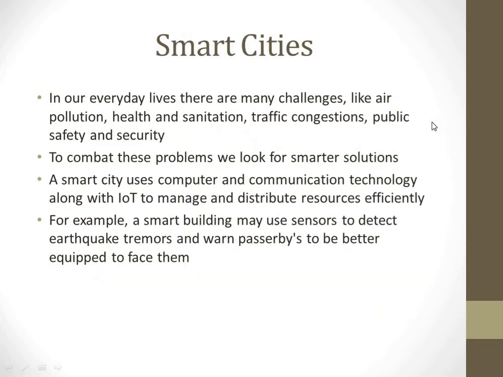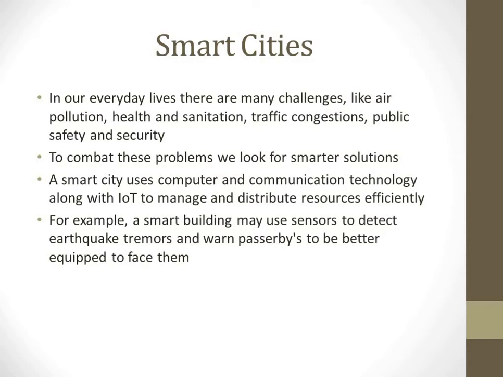Now, I think all of us have heard about smart cities, that the plan is by 2050 or after a few decades to transform into smart cities. But have you ever wondered what they exactly are? We all know that there are many challenges which exist in our everyday lives, like air pollution, health and sanitation problems, traffic congestion, public safety and security. To combat these problems, we look for smarter solutions. One way is through a smart city.